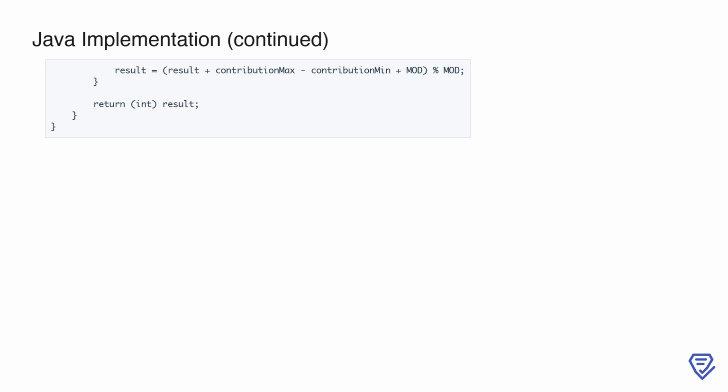The difference between these two contributions is added to the result, ensuring that we maintain modulo arithmetic by adding mod before applying the modulo operation. Finally, the result is returned as an integer, representing the sum of widths of all subsequences modulo 10^9 plus 7. This approach ensures efficiency by leveraging sorting and precomputing powers of 2, allowing us to handle the constraints effectively.